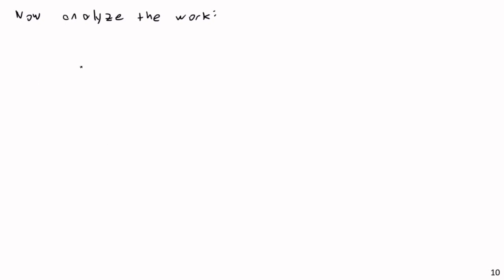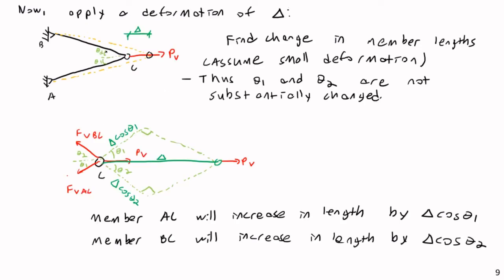Okay, now analyze the work. Now, going back to this, in terms of internal work, only joint C is going to be important. And the reason for that is that joint B and joint A don't move. And in order to have work, it is not sufficient to only have force. Yes, there are forces at joint A and joint B, but there's no deformation. And so the only things that matter for work are where you have deformation. And so again, only joint C is important.